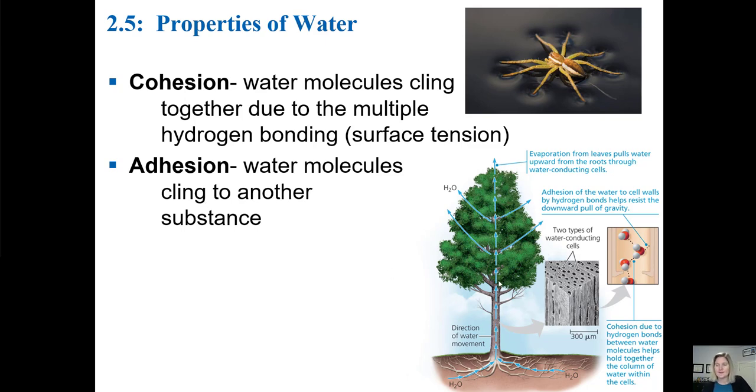So this explains how water can move up a tree defying gravity. So the water is adhering, clinging to the side of the plant cell walls and being cohesive, interacting with each other to cling to each other. And so that's going to allow them to kind of move up the tree against gravity. Okay, so adhesion, the ability of water to cling to other surfaces, and then cohesion when they're clinging to each other. Okay.